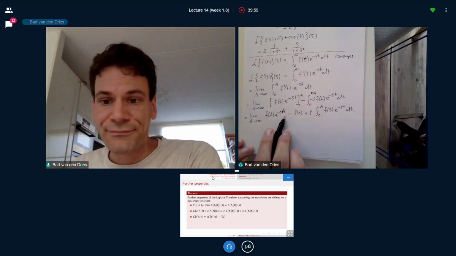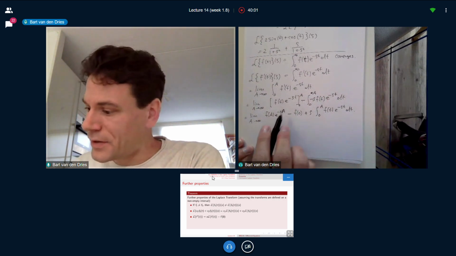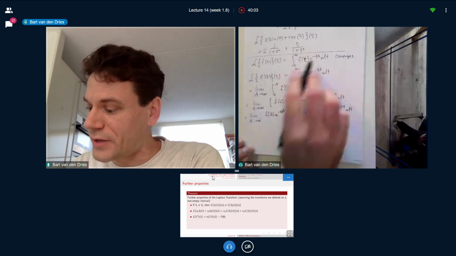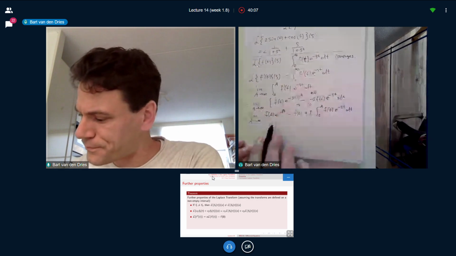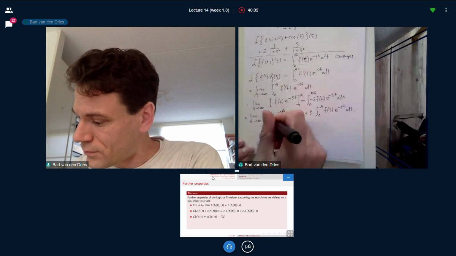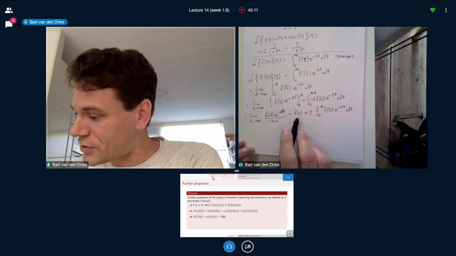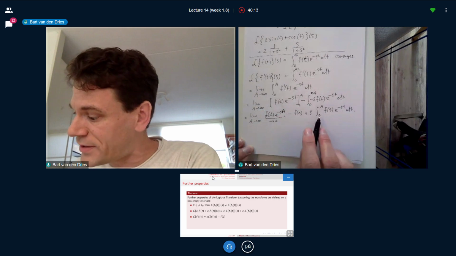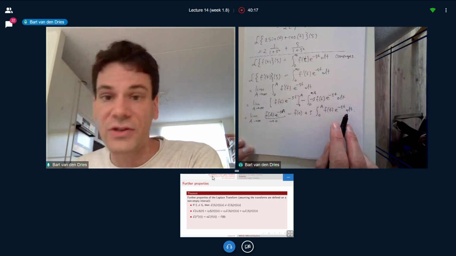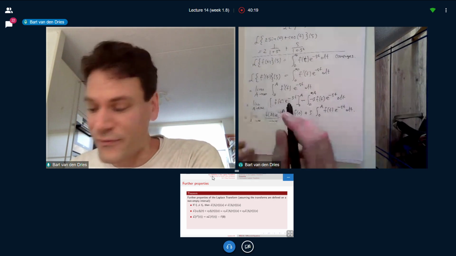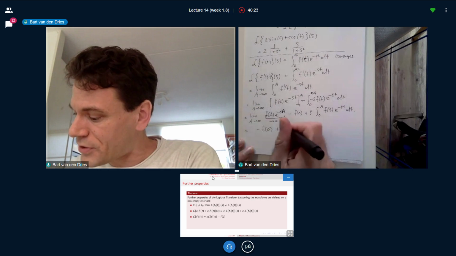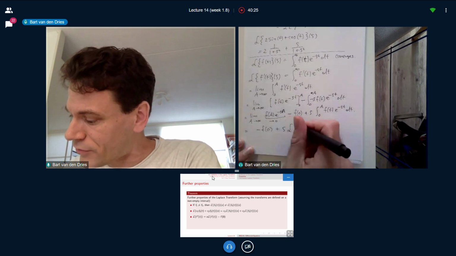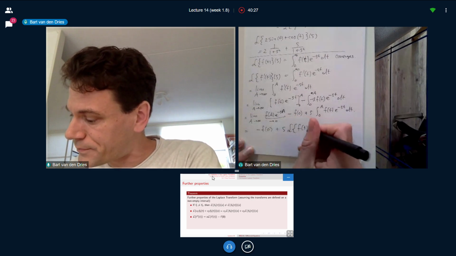This has to go to 0. Why? Because we assume that this integral is convergent. If this wouldn't go to 0, this cannot be convergent. So this goes to 0. This is just f(0). And if I take a to infinity, I get the integral from 0 to infinity of f(t) times e to the power minus st. That's exactly the Laplace transform of f. So I get minus f(0) plus s times the Laplace transform of f itself.